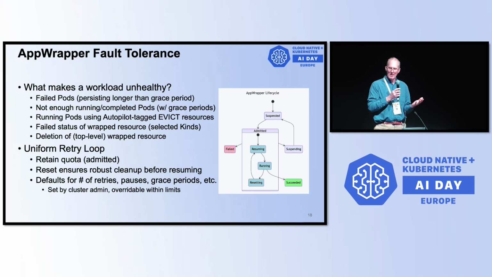If the App Wrapper controller decides that something is wrong, then we hit the reset phase, and that's when all the resources are removed and then potentially re-executed again, and we go around that loop some number of times. This uniform retry loop retains the quota, so we still have the ability to run, do the reset, and then go ahead and do that. And we configure the system with reasonable defaults for all these various pause times, grace periods, and retries. Those can be set by the cluster admin and enforced, and then users can override them within limits on individual jobs using annotations.